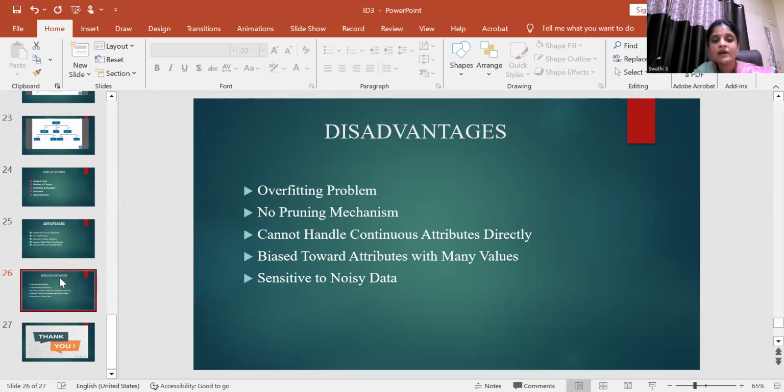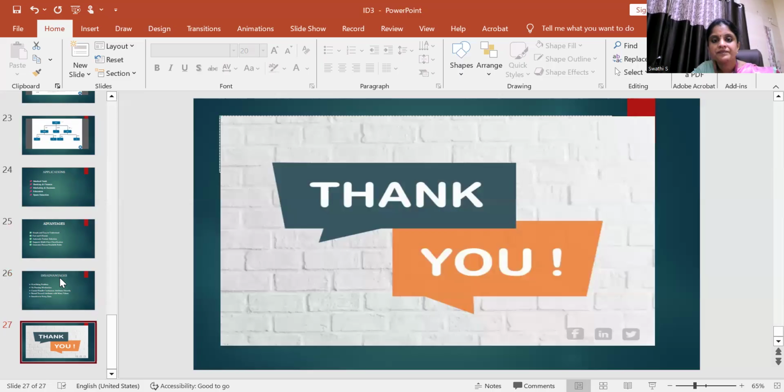And third one, it cannot handle continuous attributes directly. It requires discretization. And it is biased towards attributes with many values because the information gain favors multi-valued attributes. It's sensitive to noisy data. Small changes may affect the tree structure.